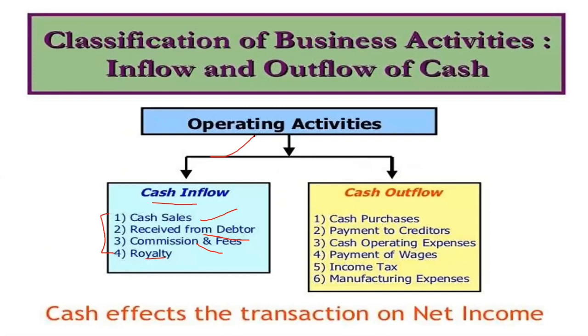And there can be cash outflow due to operating activities, that is cash purchases, payment to creditors, cash operating expenses, payment of wages, income tax, manufacturing expenses. There are many other cash outflows due to operating activities, but this is just a general idea here, so that you can get to know what the operating activities of a business are.